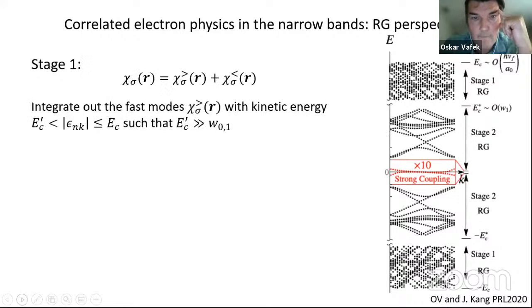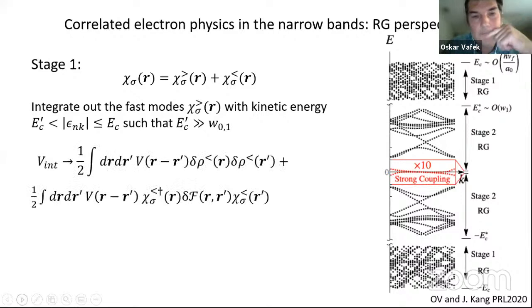So in stage one, we take our electron fields and split them into fast and slow. By fast, we mean all the modes whose exact Bistritzer-MacDonald energy sits between the cutoff EC and some sliding cutoff EC prime, okay? Such that EC prime is still much, much larger than W0 or W1, so that we have not entered into a regime where the interlayer tunneling becomes non-perturbative. The Coulomb interaction will then contain fast and slow modes. We're going to integrate out the fast modes. And at leading order, we will be left with the renormalization of the self energy.